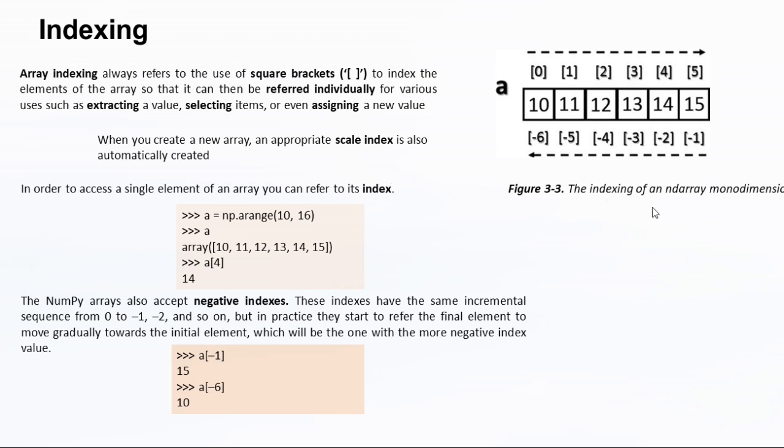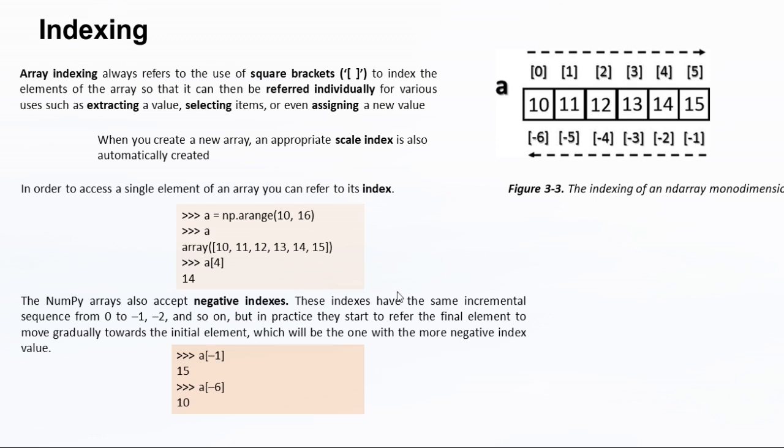Figure 3.3 shows the indexing of an n-dimensional array. This is an array which has the elements 10, 11, 12, 13, 14, 15. This is a unidimensional array. If you start indexing from the left-hand side, similar to a list, the indexing starts from 0, 1, 2, 3, 4, 5. If you access the elements from the right-hand side, then you have the negative indexing concept: -1, -2, -3, -4, -5, -6.